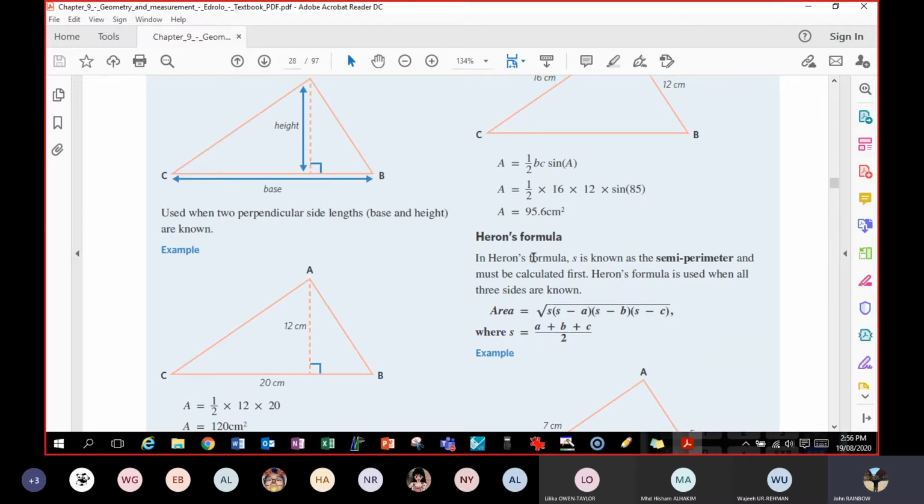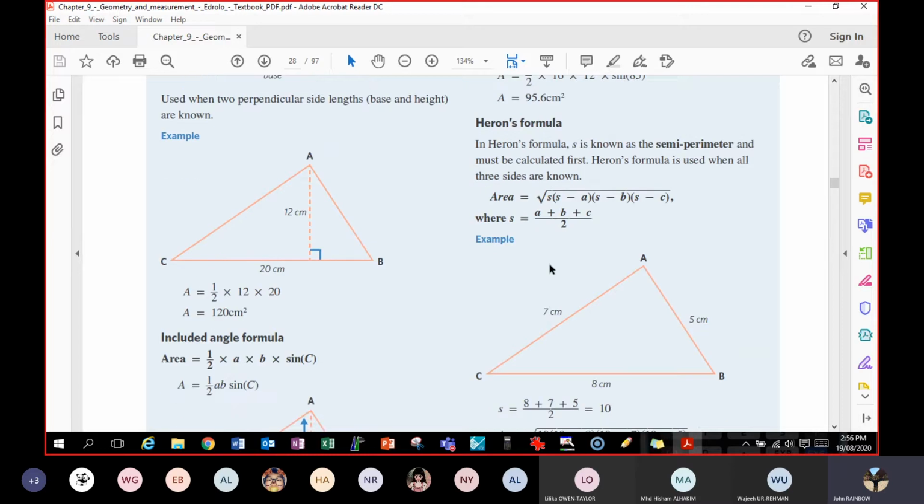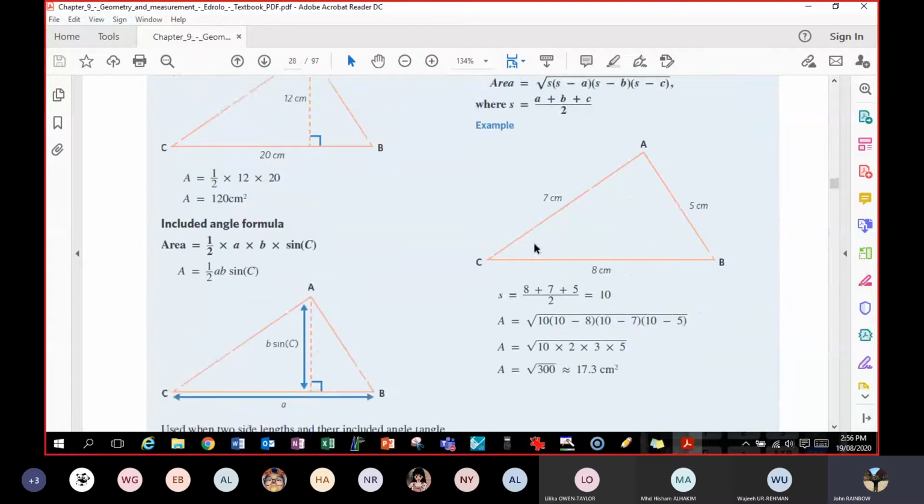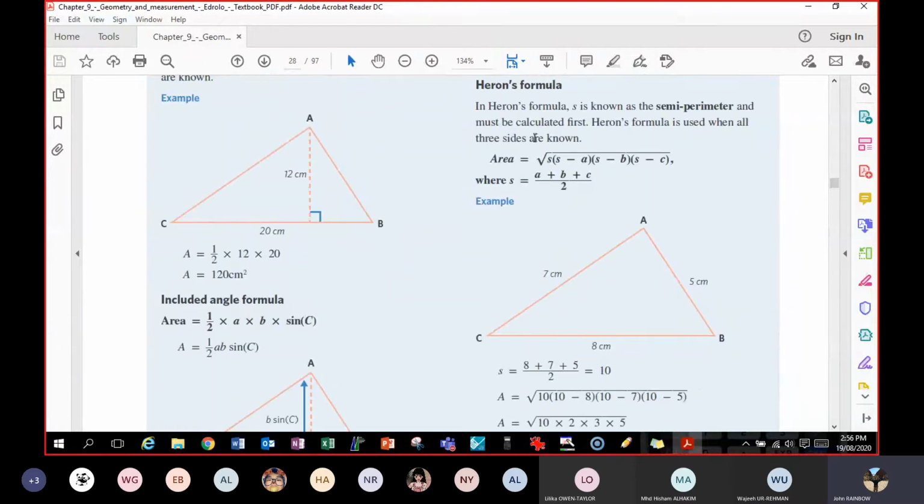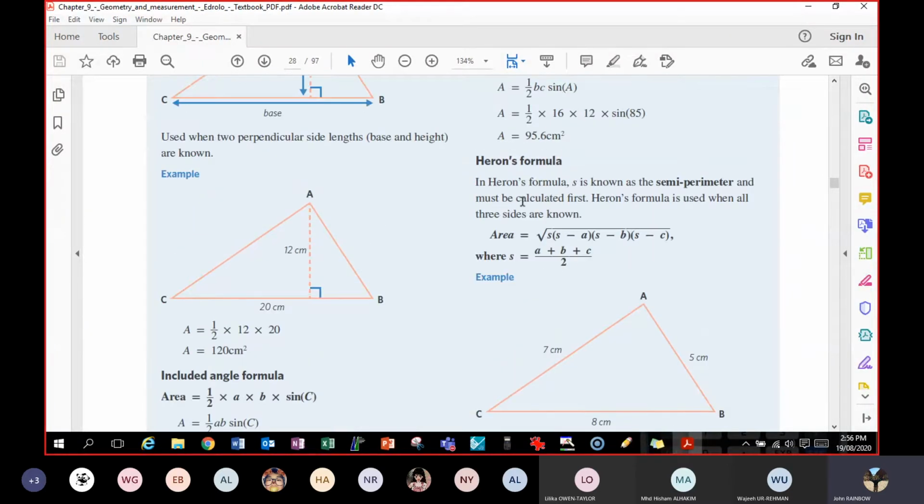With Heron's formula, the first thing we need to do is find out S. So Heron's formula is when we want to calculate, let's look at what we're going to calculate. We're going to calculate the area on this. So this is to find the area, okay? So sometimes you're given just 3 lengths.